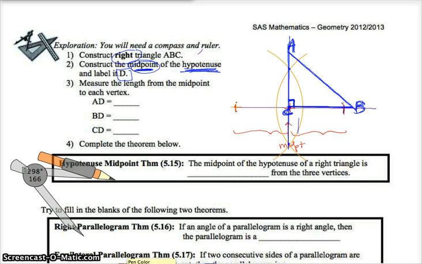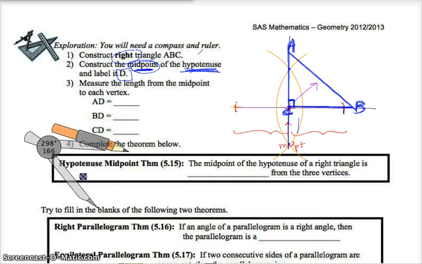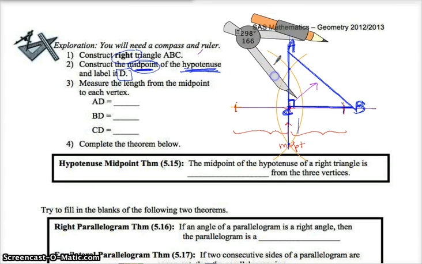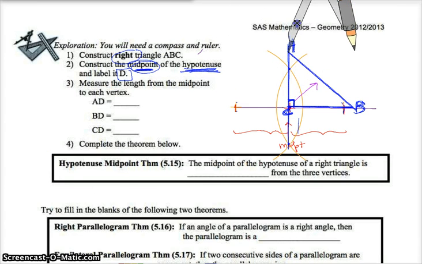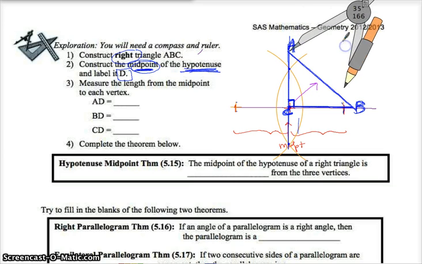So what is the midpoint of the hypotenuse? Well, remember the hypotenuse is the side opposite the right angle. The other two sides are called legs. So this is the hypotenuse right here. So how do I find the midpoint? Well, I just do the perpendicular bisector of the hypotenuse, except I don't need to draw the huge segment through there.